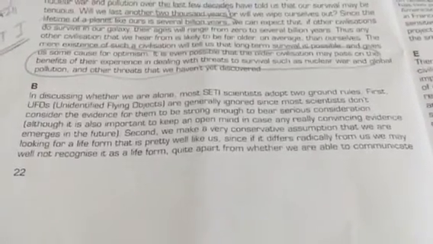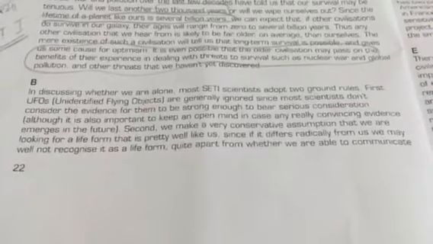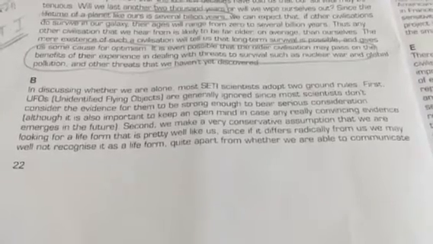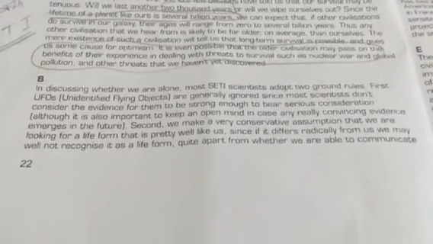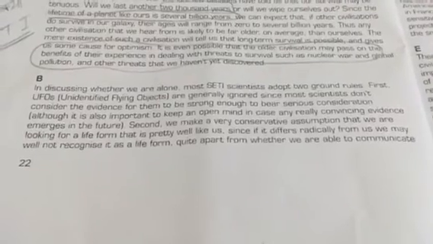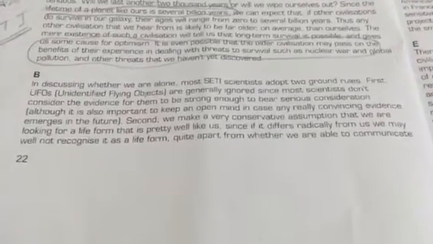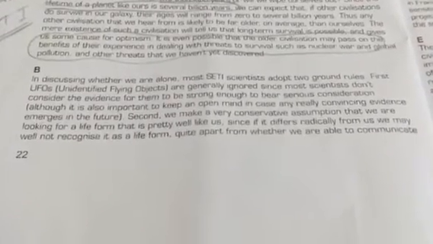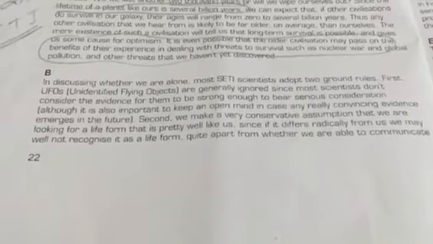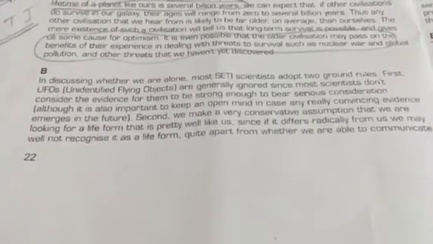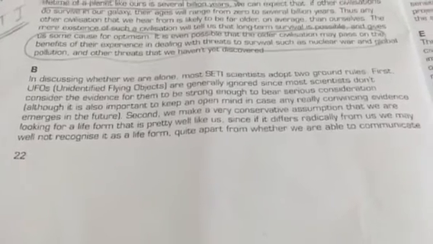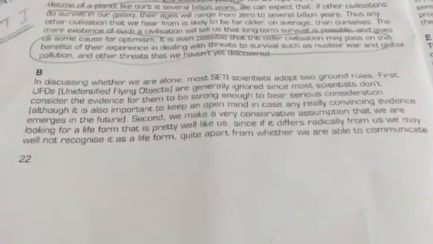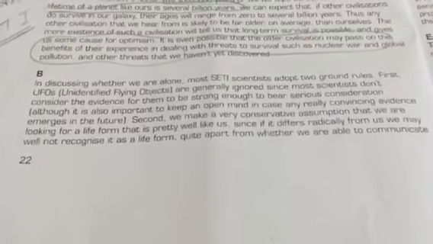In paragraph B, just read it. In discussing whether we are alone, most SETI scientists adopt 2 ground rules. First, UFOs are generally ignored since most scientists do not consider the evidence for them to be strong enough to bear serious consideration. And then second, we make a very considerable conservative assumption that we are looking for a life form that is pretty well like us. So from the overall understanding of paragraph B, it is very clear that here we are discussing 2 rules. And in the second point, he has very clearly mentioned that we are discussing the assumptions.